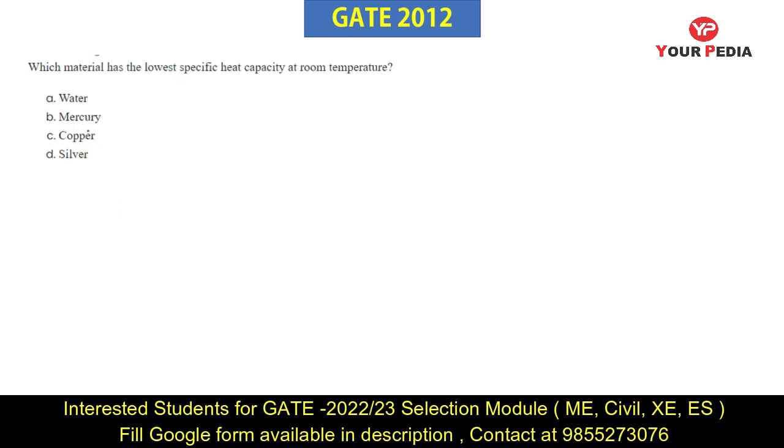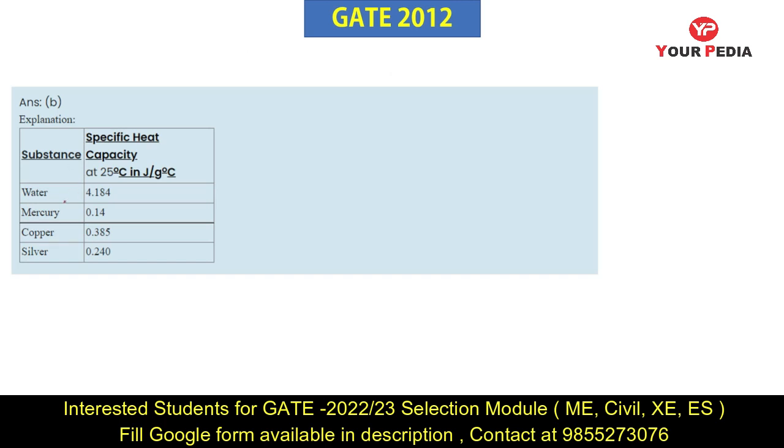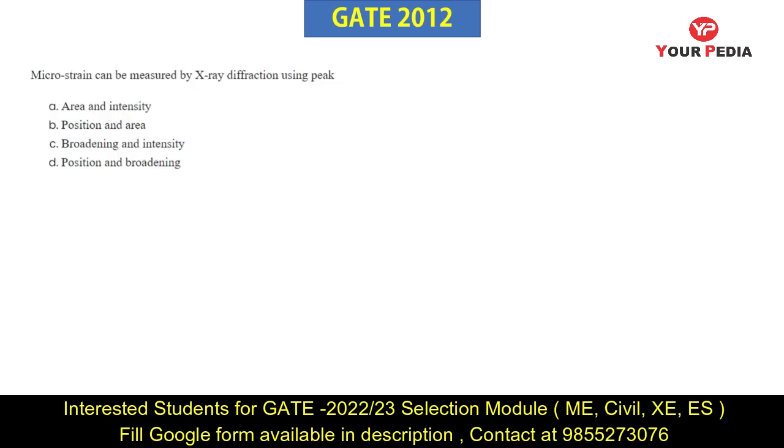Now again a database question. Which material has the lowest specific heat capacity at room temperature? So, lowest specific heat capacity. If you can directly remember the values, then you have to remember them. Here you can see the values for water, mercury, copper and silver. So option number B is correct for this, that is mercury.